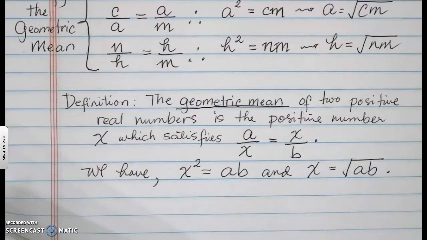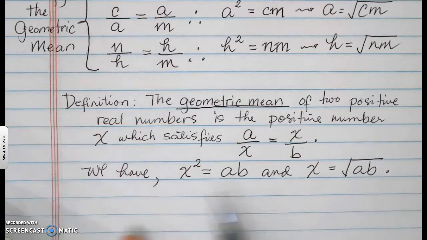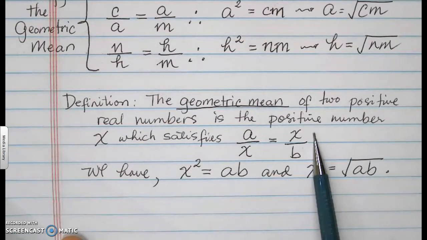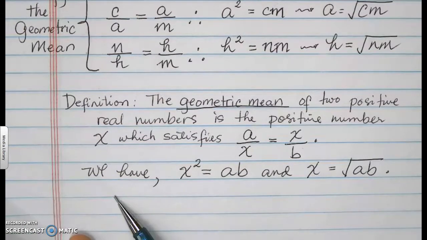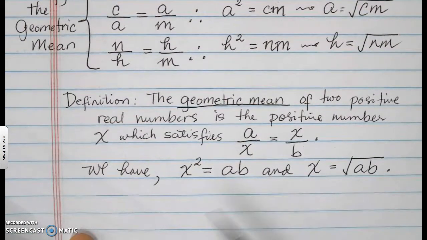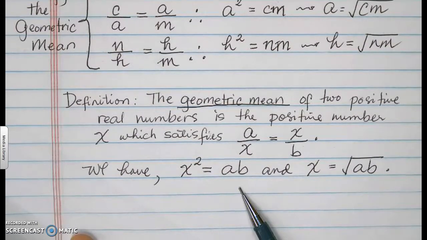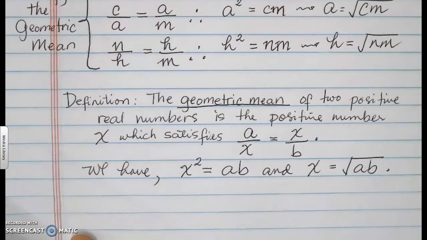So what is a geometric mean? The definition of the geometric mean of two positive real numbers is the positive number x which satisfies a over x equals x over b. Therefore, when you cross multiply, x times x is x squared, equal to a times b, ab. Thereby, to solve for x, you will get the square root of a times b, and that is the definition of geometric mean.